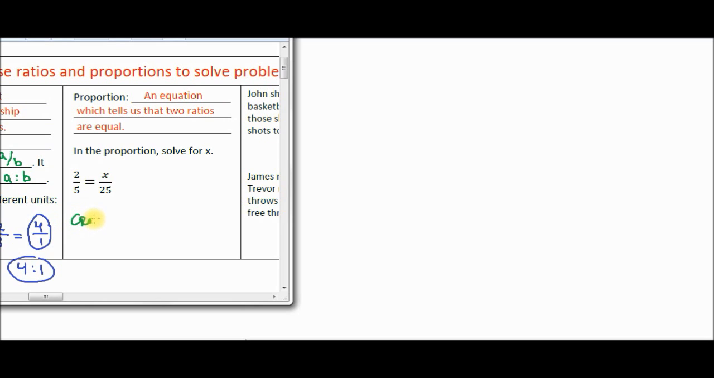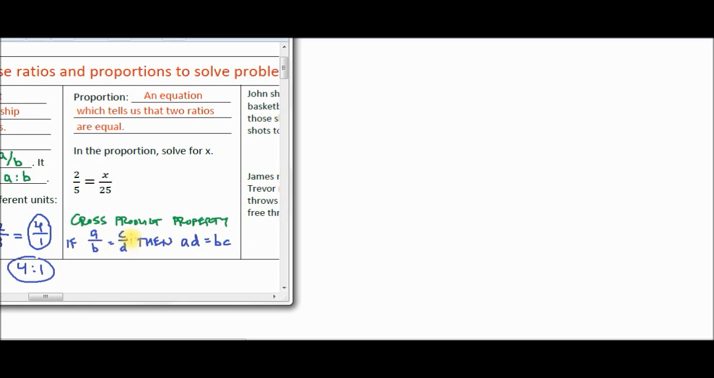The cross product property. And the cross product property tells us that if we have two ratios that equal each other, or if we have a proportion, let's just use variables here. If A over B is equal to C over D, then we can rewrite this as A times D is equal to B times C.